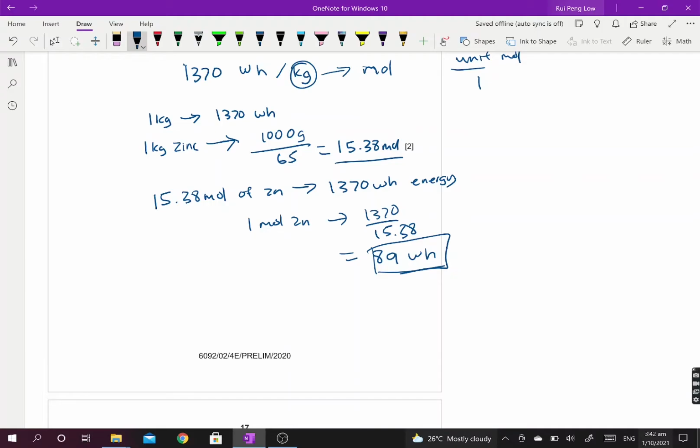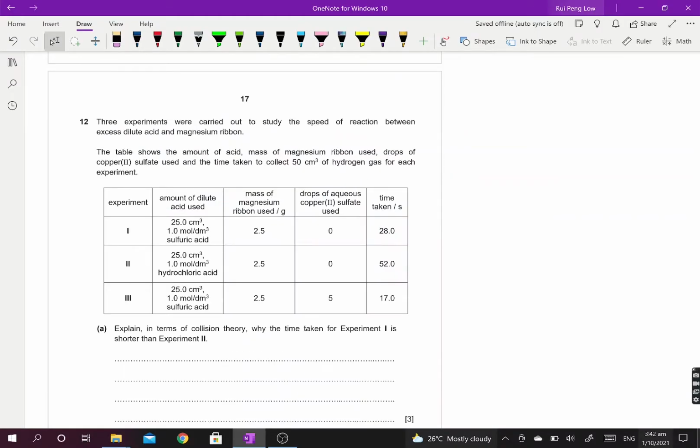Okay, question 12. 3 experiments were carried out to study the speed of reaction between dilute acid and magnesium ribbon. The table shows the amount of acid, mass of magnesium ribbon used, drop of copper sulfate used, and the time taken to collect 15 grams of hydrogen gas for each experiment. Explain in terms of collision theory why the time taken for experiment 1 is shorter than experiment 2. So let's study experiment 1, experiment 2. What is the difference? Spot the difference. This is sulfuric acid. This is hydrochloric acid. So sulfuric acid is H2SO4.